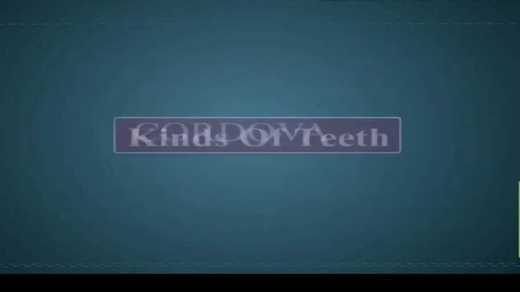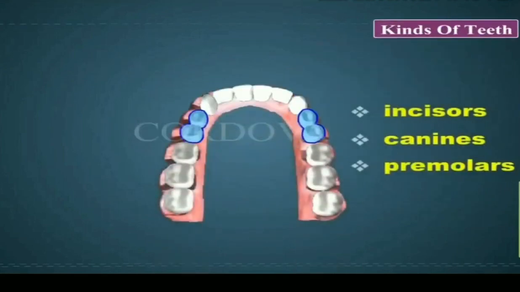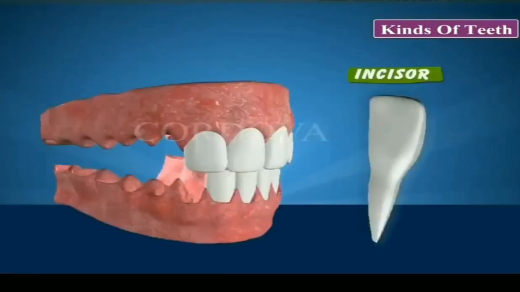Our next topic is kinds of teeth. There are 4 important kinds of teeth. First is incisors. The 4 front teeth in each jaw are incisors. They have sharp straight edges. They are used for cutting and biting the food. They are also called cutting teeth.